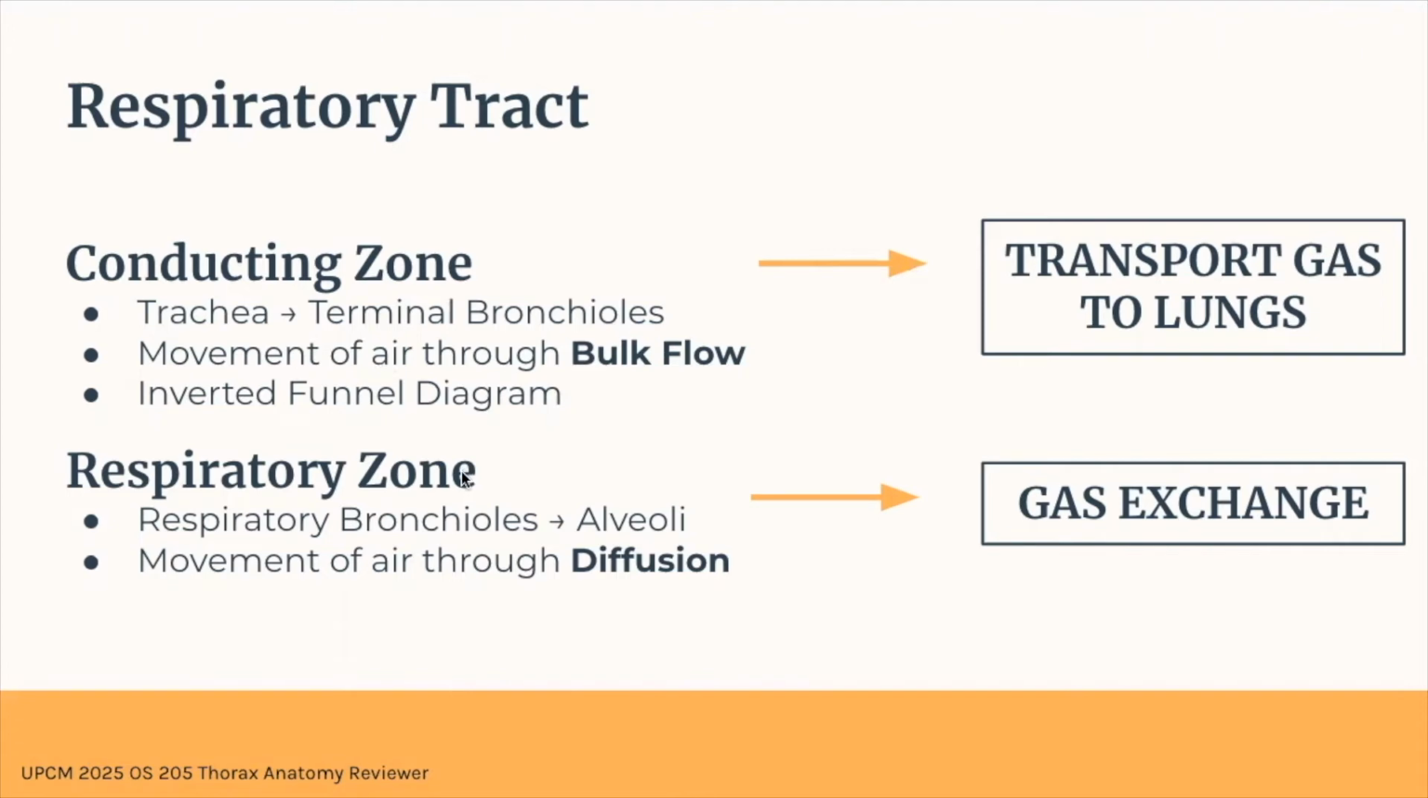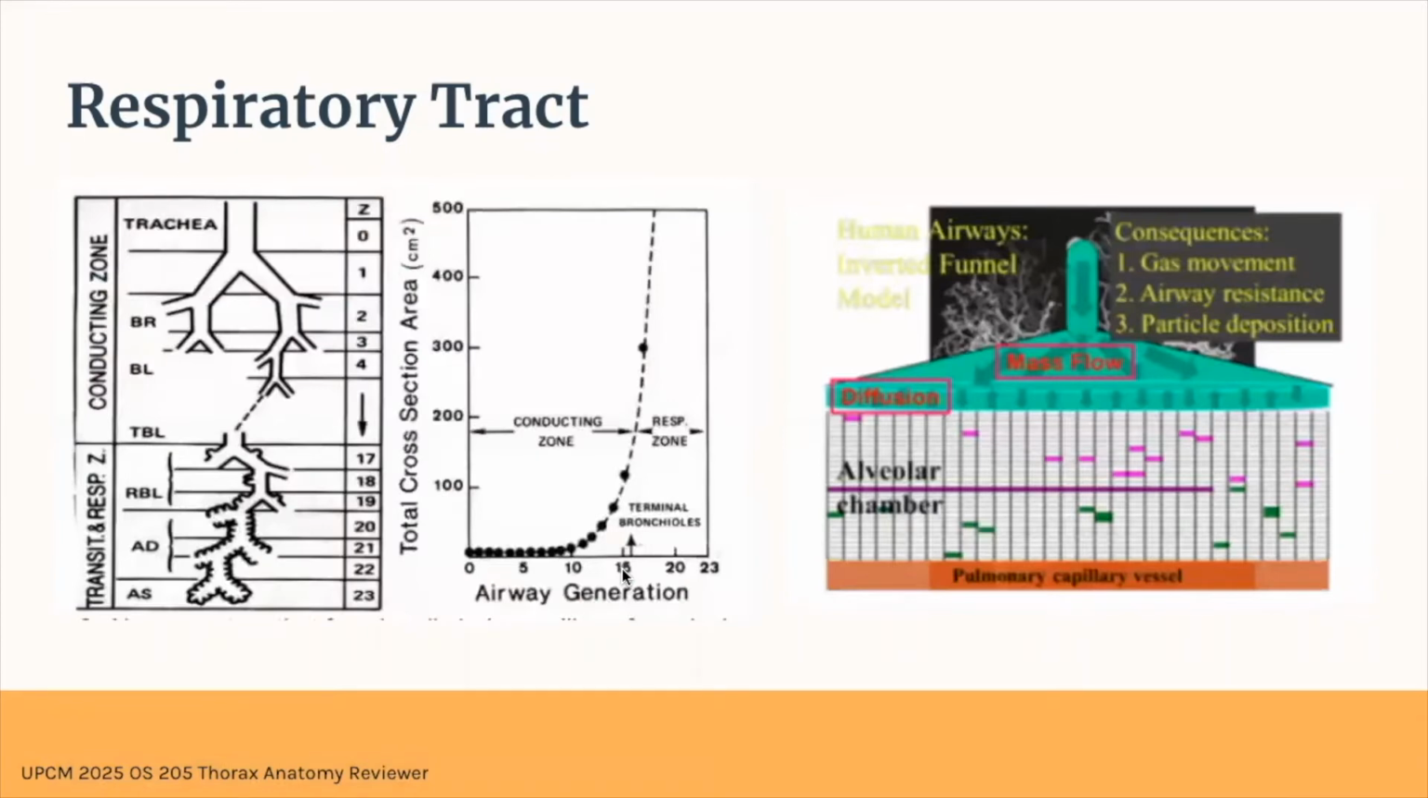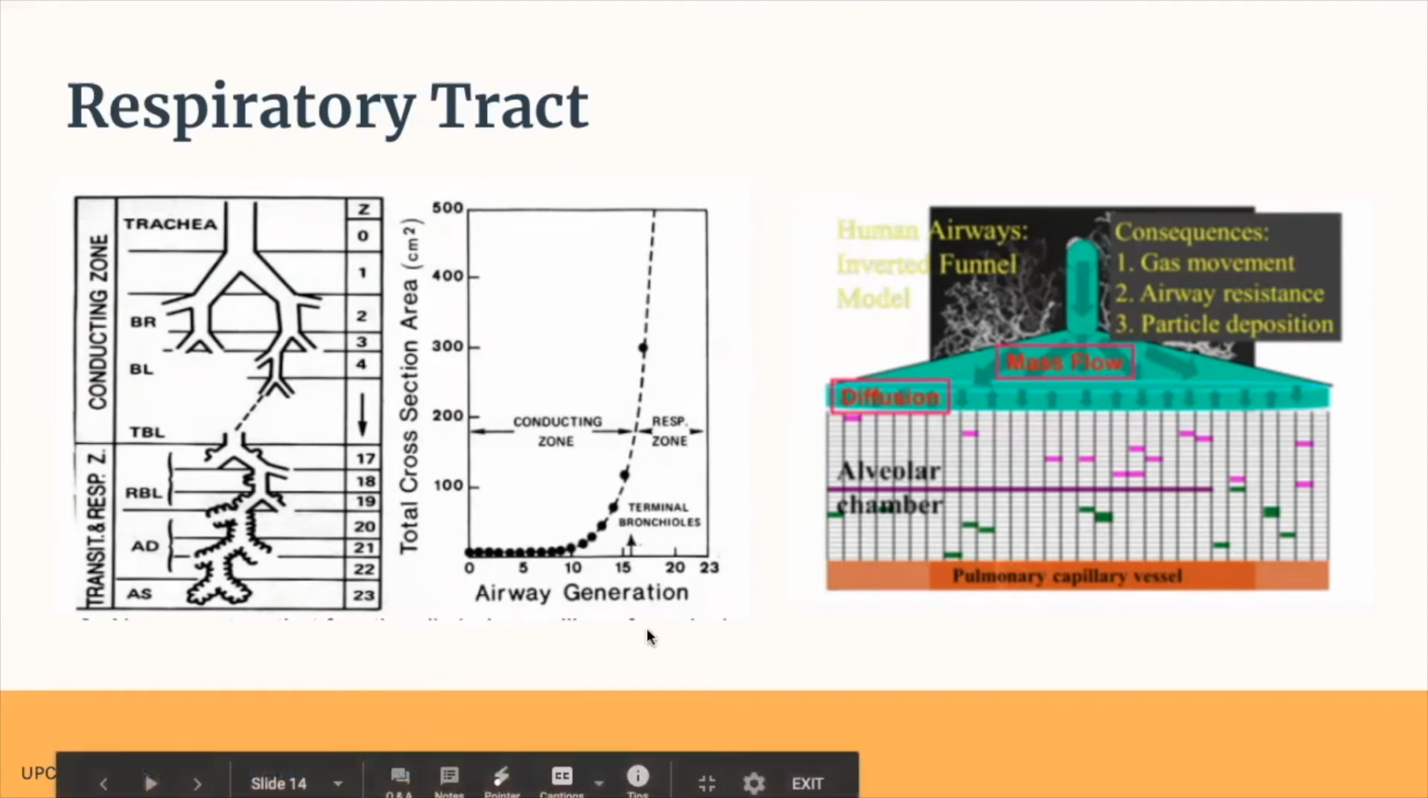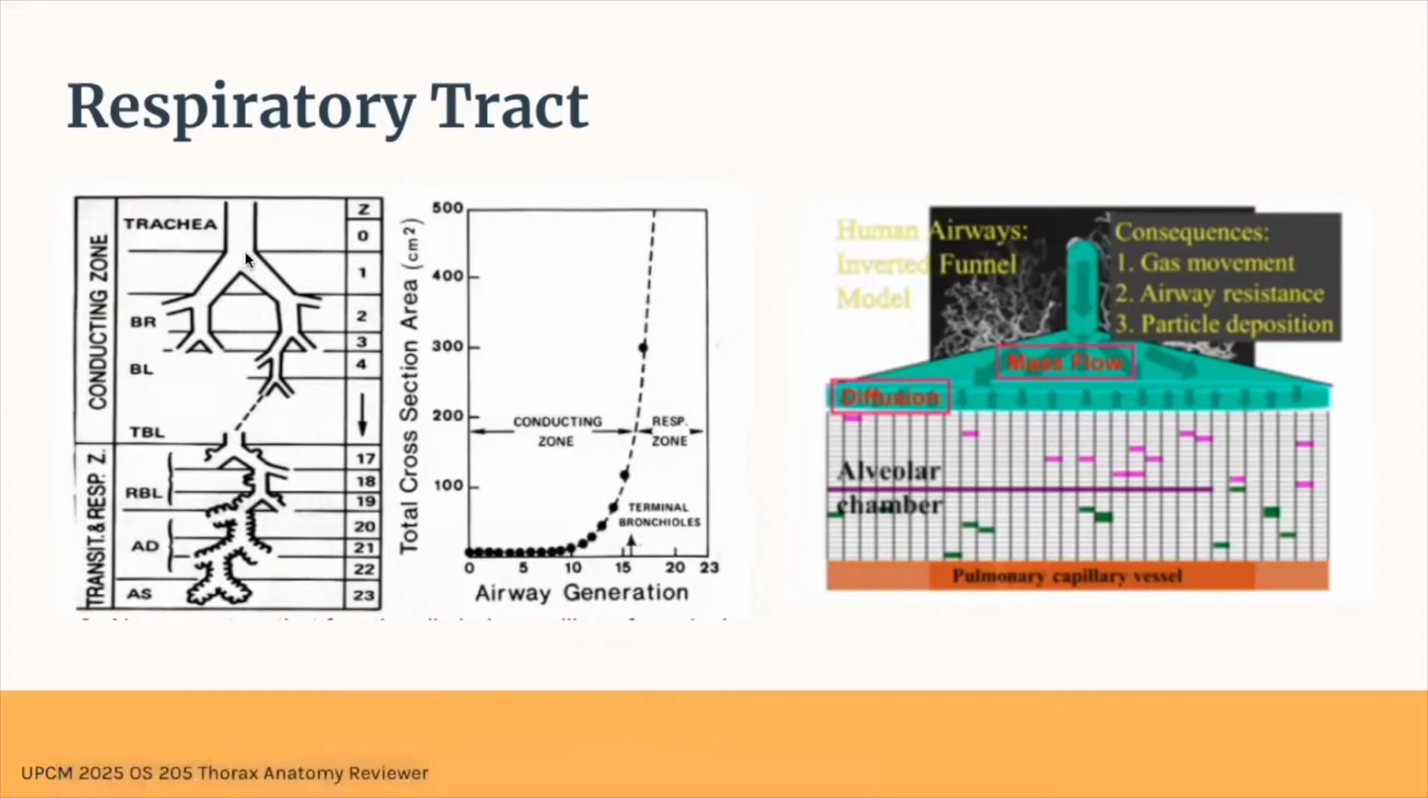And the second zone is your respiratory zone. It's from your respiratory bronchioles to your alveoli, where gas exchange actually happens. So your movement of air here is through diffusion. Ayan. So yung airways natin, parang circuit lang yan. May mga series and may mga parallel. So ito yung sinasabi kong inverted funnel diagram. Ayan, itong dalawang figures. So yung cross-sectional area ng conducting airways actually increases dramatically until umabot ka sa respiratory zone.